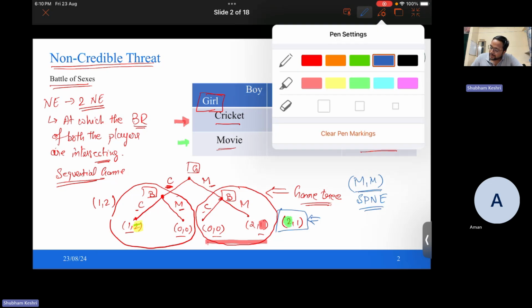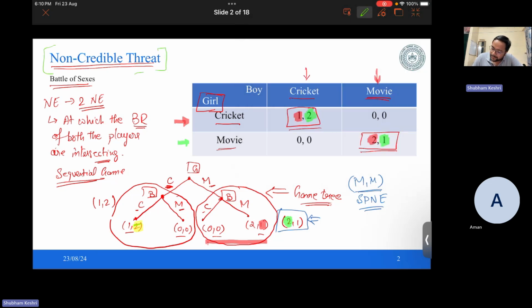Now what are we interested in over here? We are interested to see what is a non-credible threat. So you see, when the girl is playing movie, the boy is getting a utility of 1 if he plays movie and a utility of 0 if he plays cricket. Now, can the boy say, if you are playing movie, I will play cricket? That is, instead of you getting a utility of 2, I will make your utility 0. Can this threat be given by the boy to girl? He cannot do that because his utility from 1 will become 0.